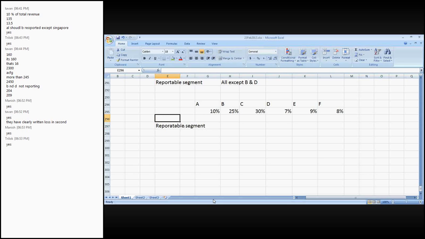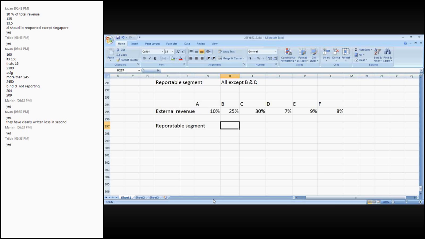I am assuming that this is external revenue, on the basis of external revenue of total. The total representation is this. Which of them will be reportable? Obviously, A will be meeting the quantitative threshold of 10%. B, C, D, E, F will not be meeting.